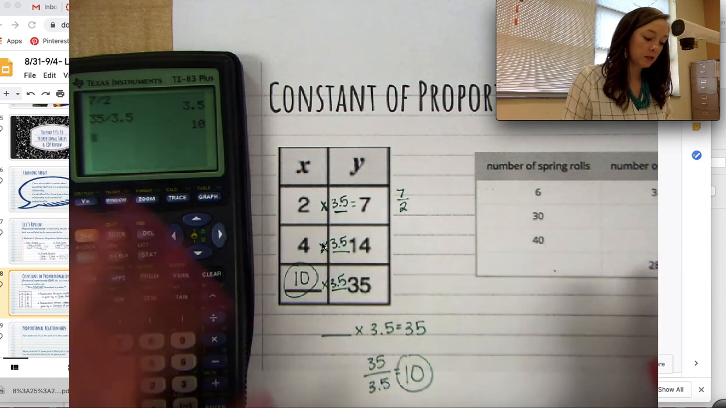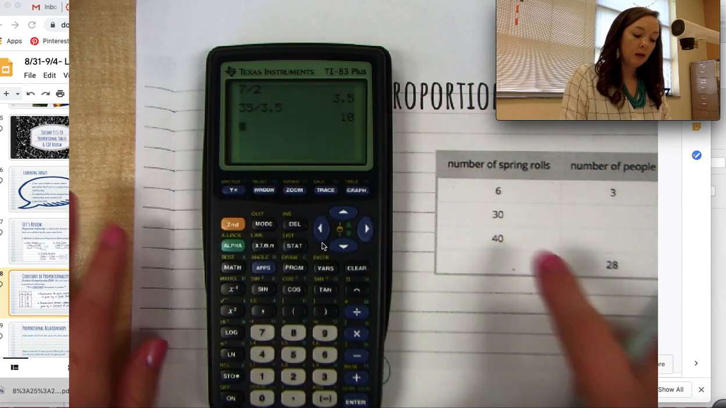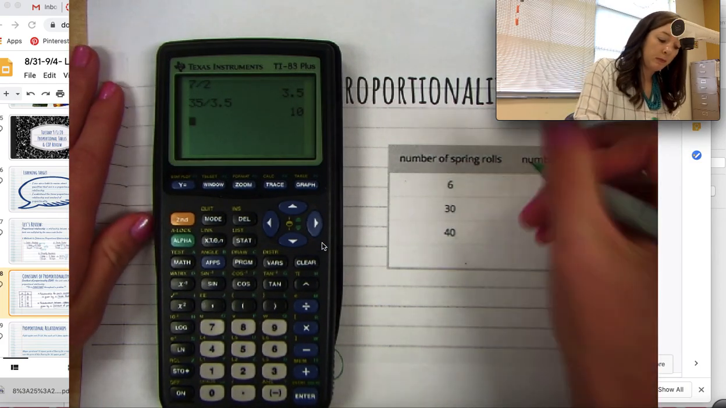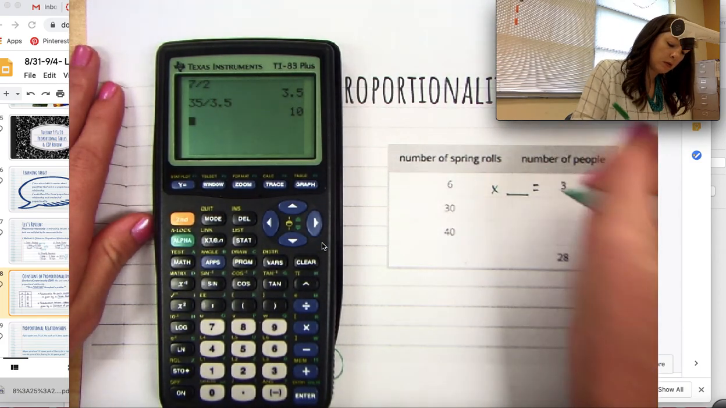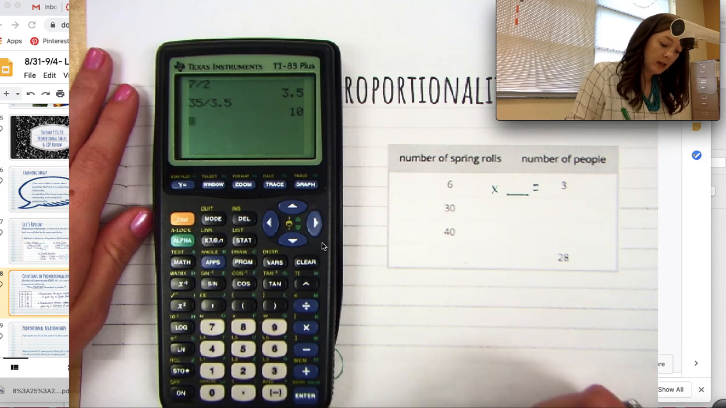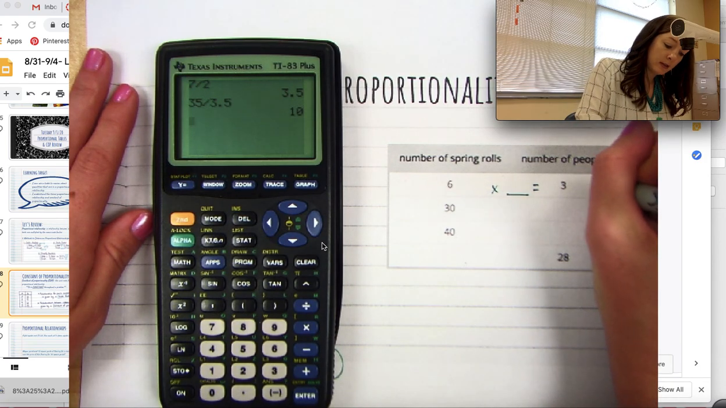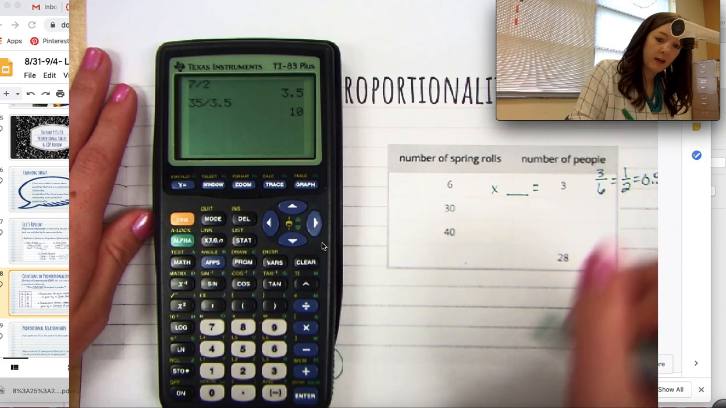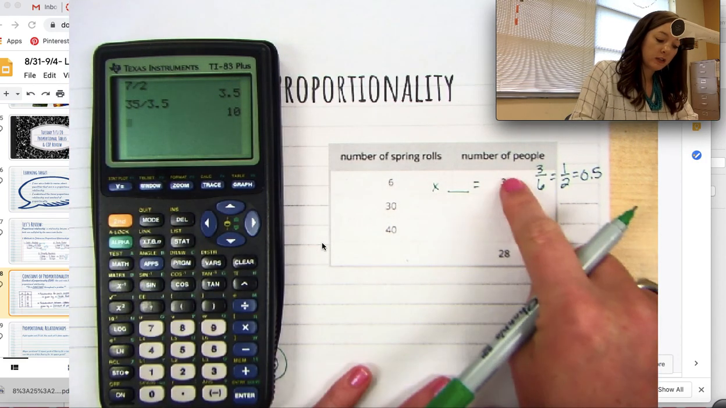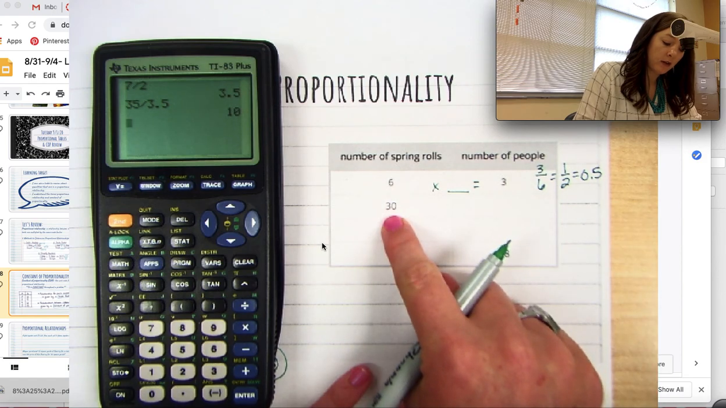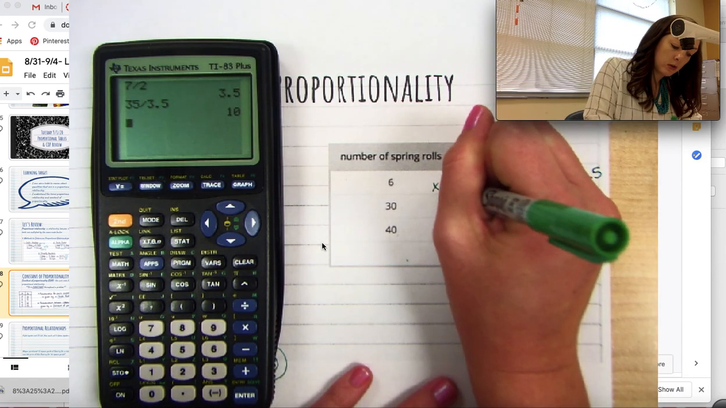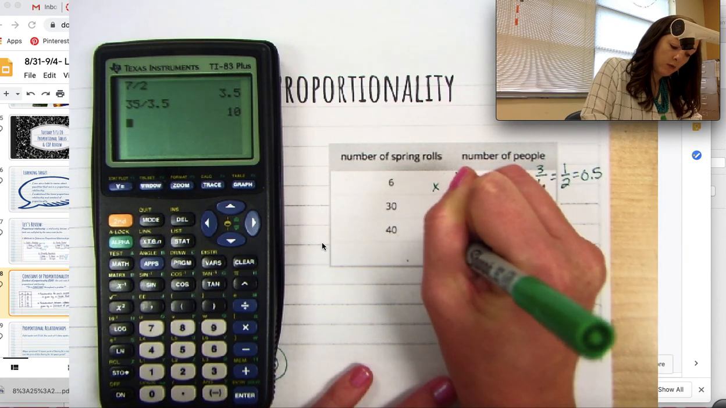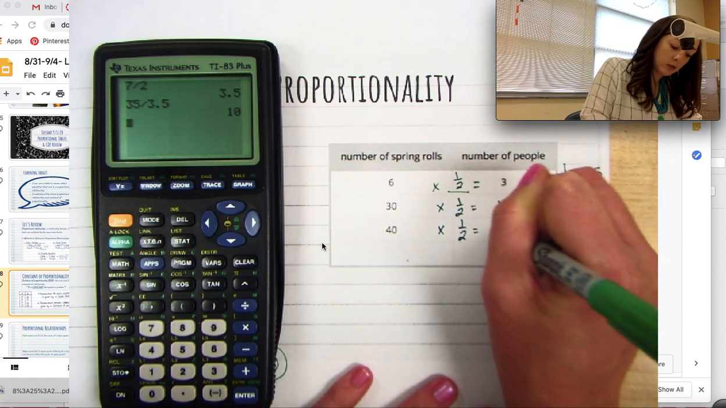So over here, let's look at this one. I've got spring rolls and people. So I've got 6 spring rolls to 3 people. So let's find what we're multiplying by. I know that I can do 3 divided by 6, inverse operation, and I get 1/2 or 0.5. So whatever is here, the people is half of the spring rolls. So 30 times 1/2 is 15. 40 times 1/2 is 20.